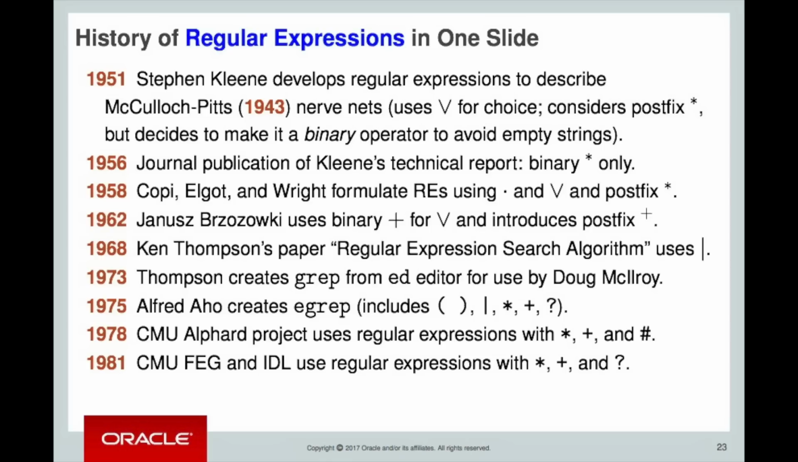In 1962, Brzozowski replaced the wedge operator with a plus sign symbol, and he introduced the postfix plus to indicate the case of one or more repetitions. In 1968, Ken Thompson published his paper on the regular expression search algorithm in CACM. And this is the earliest use I've managed to find of the vertical bar for an or, rather than a wedge. I'm not sure that's the very earliest use.